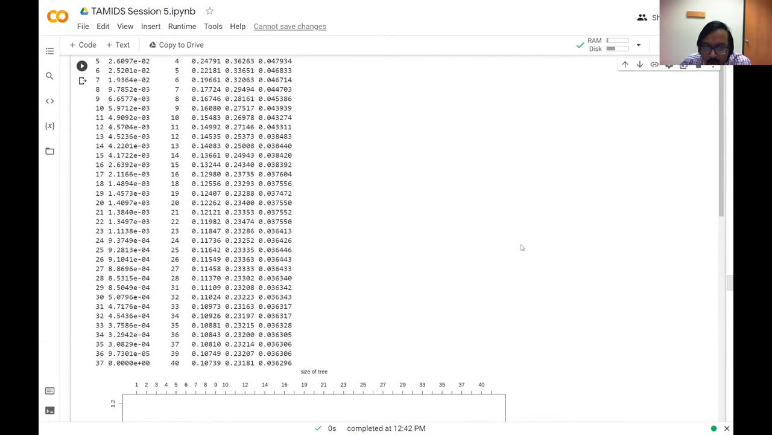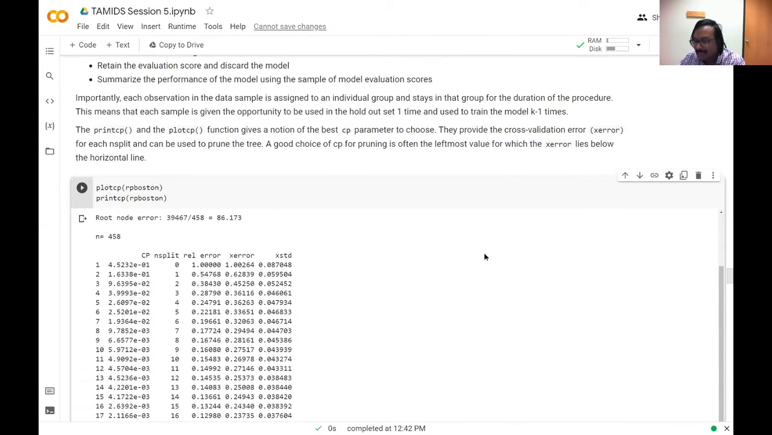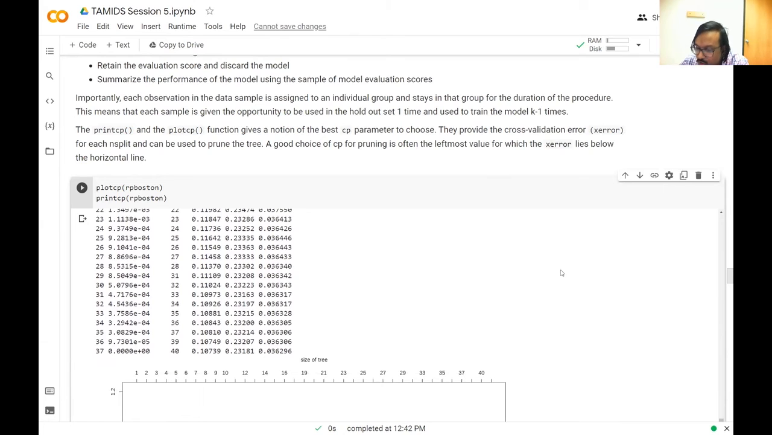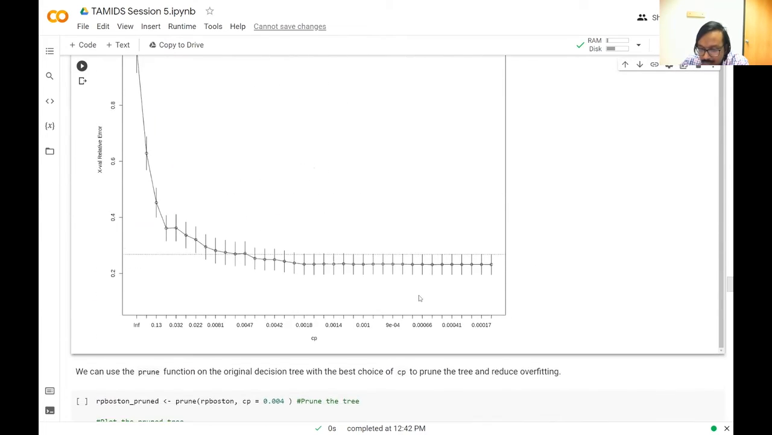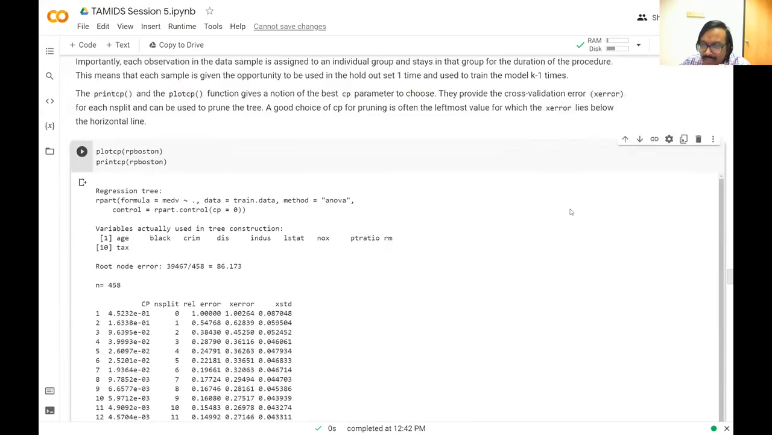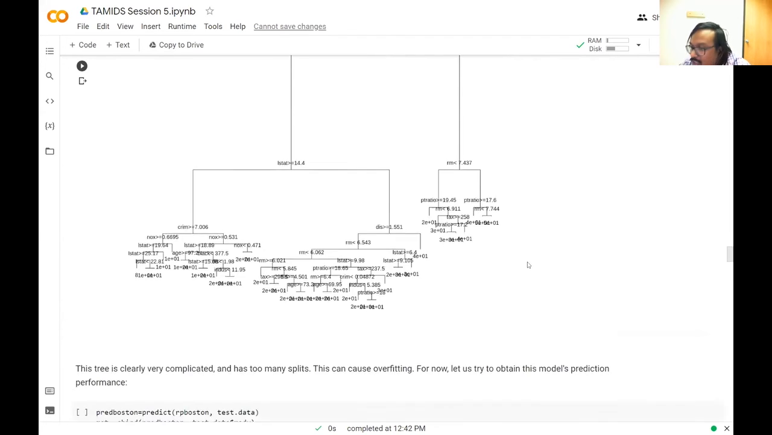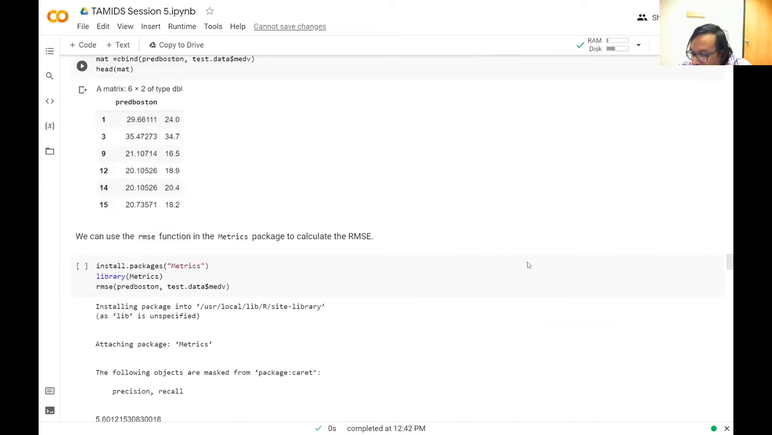The plotcp function lets you plot this and try to understand which is the best choice of the CP. Now let us try to prune the tree using 0.004 as our threshold. So we had developed the tree already, using 0 as our threshold. Now let us try to cut this tree short by using 0.004 as the threshold.